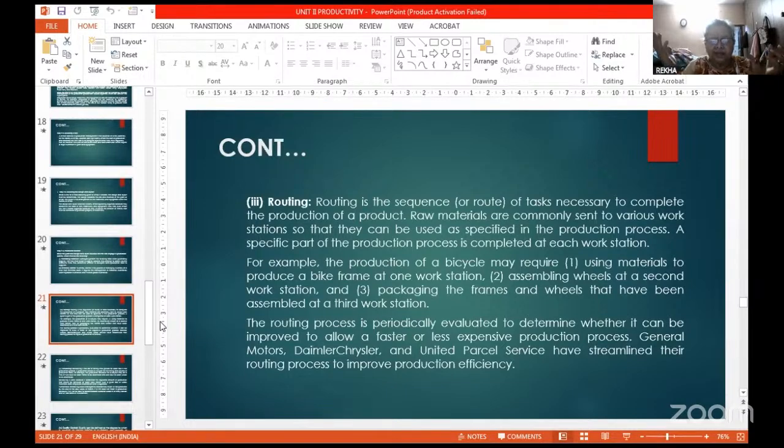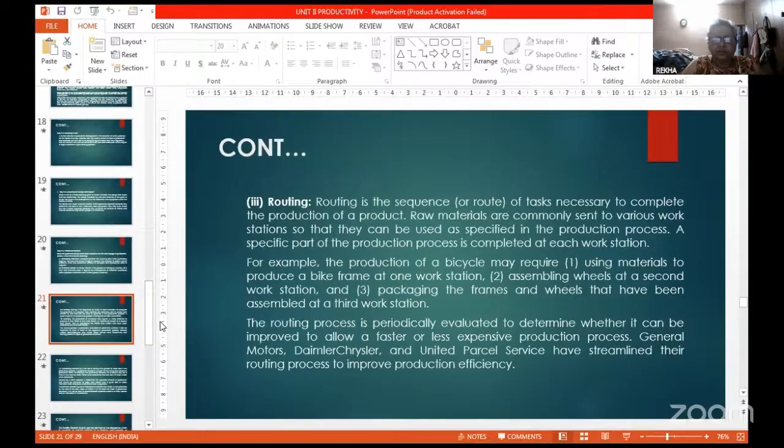Similarly, if you're making furniture, I'm not talking about one or two pieces which we get done at our houses, but on a mass scale, just take a table. At one place the legs of the tables are produced, at another place the top of the table is produced, and then they are assembled at one other place. So anything you're producing is not done in one go. There are different parts which are produced separately and then they are assembled.